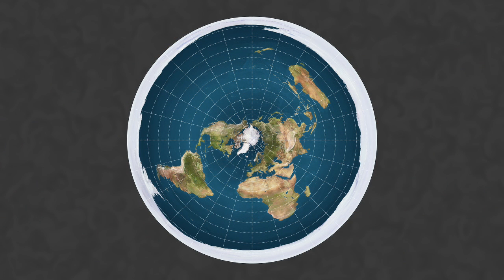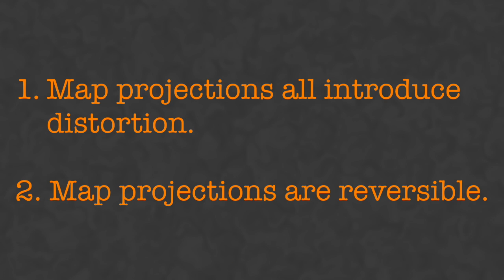The azimuthal equidistant map fans out from a central point. The distance between lines of latitude are equal in this projection, but the distance between longitudinal lines becomes wider and wider toward the outer edge. So, the first thing to remember about map projections is that they all introduce distortion in one way or another, whether that be size, distance, or both. The other thing to remember is that map projections are reversible. You can go from a map back to a globe and back again to a map.